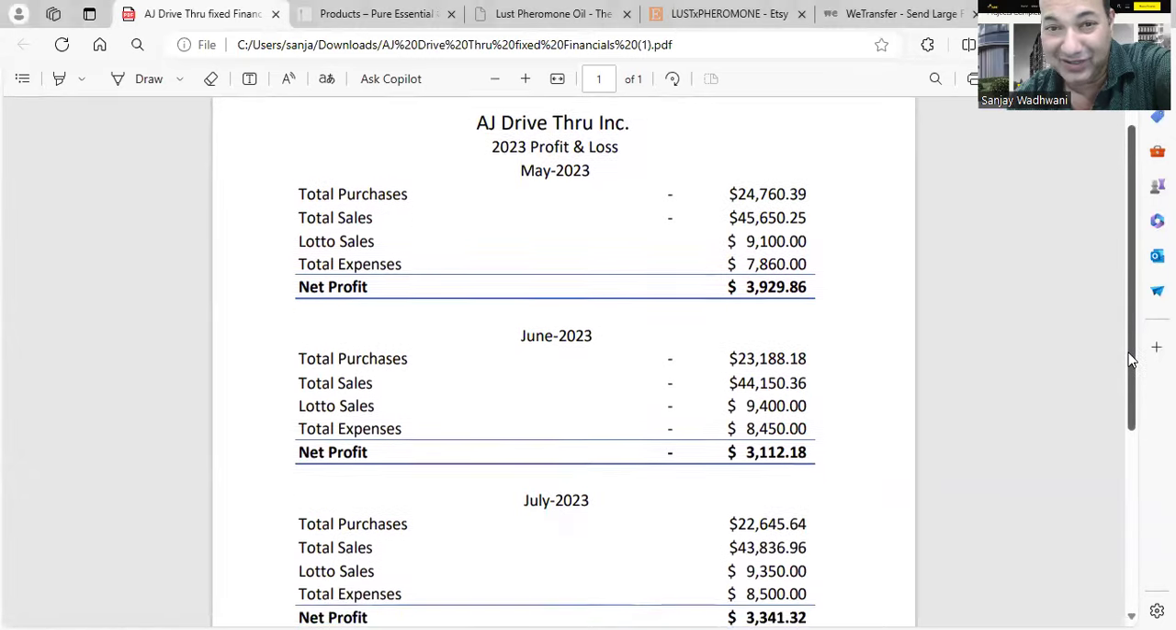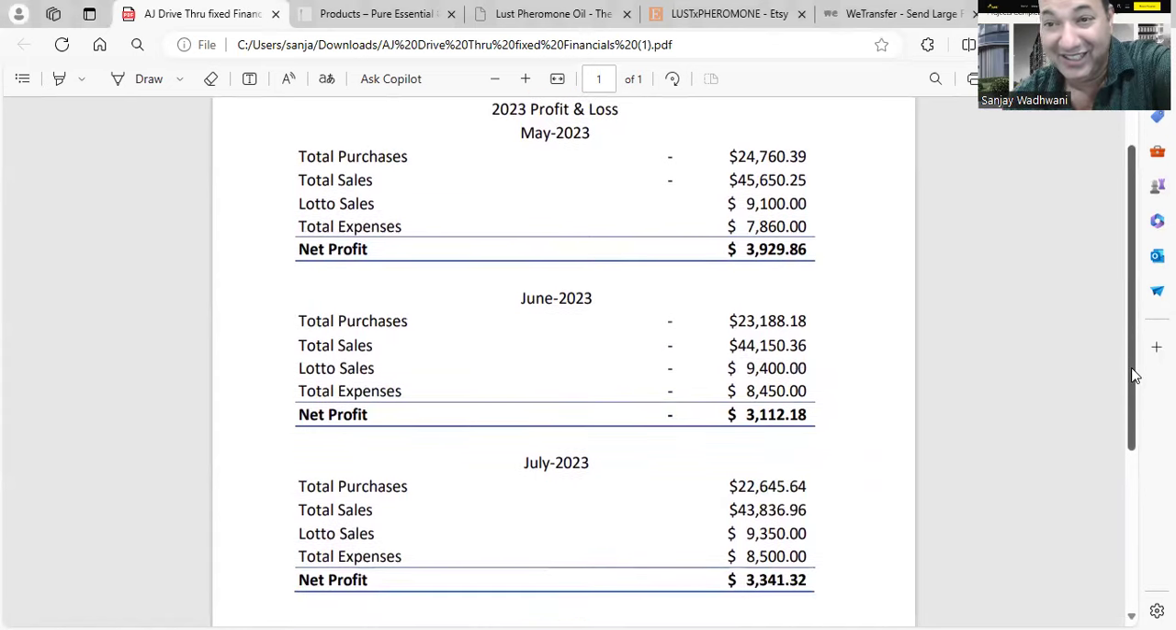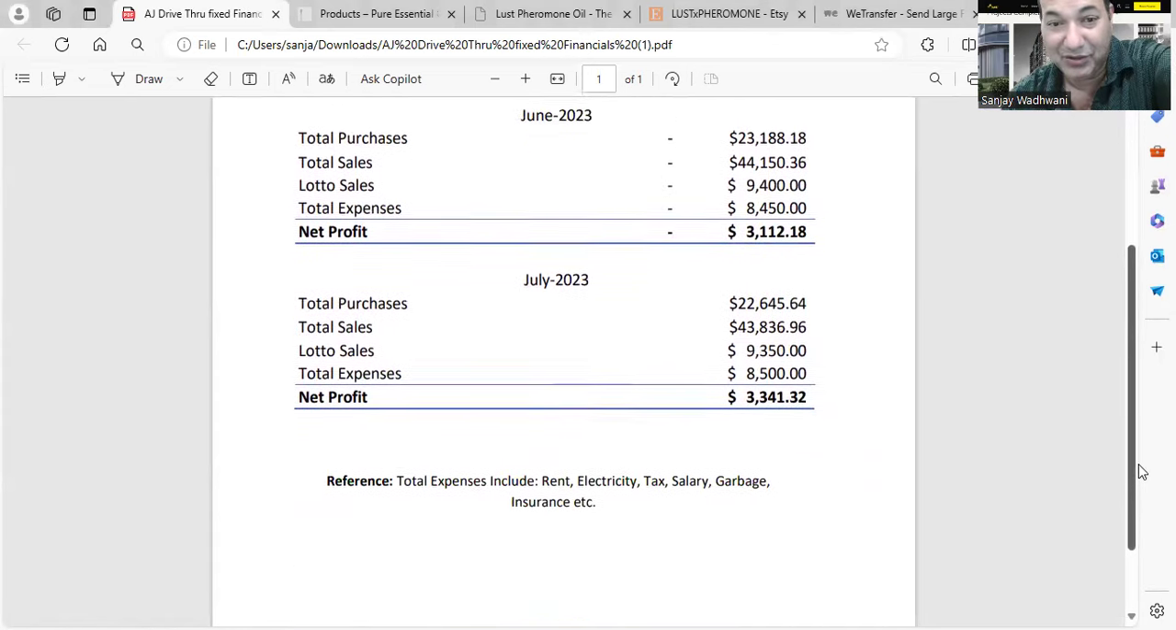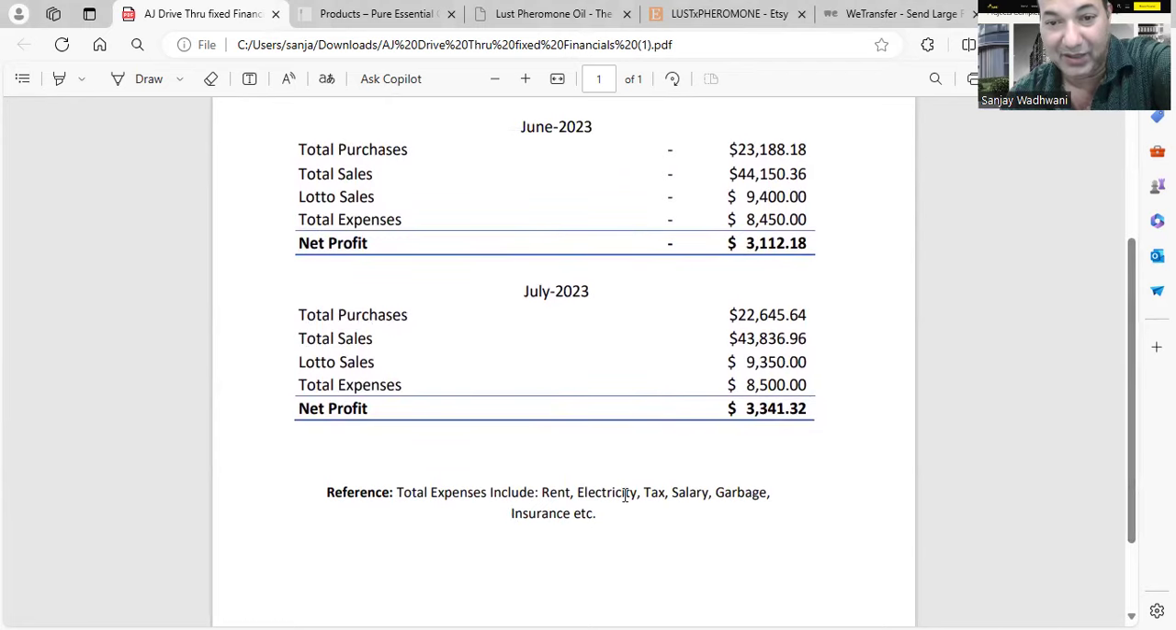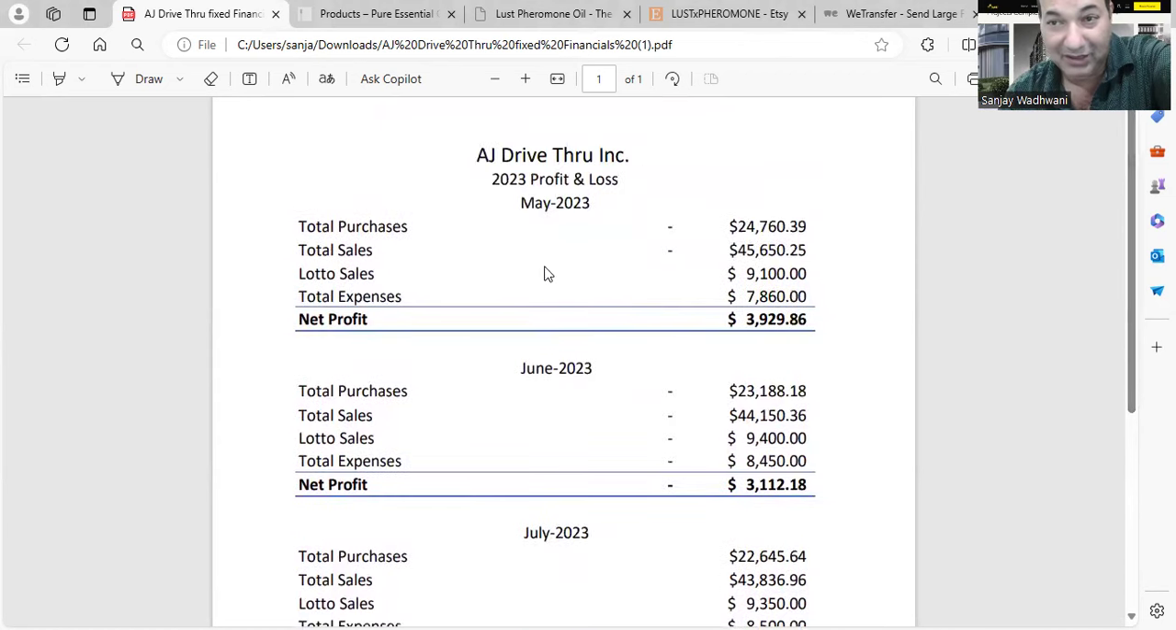So here's one, a really, really interesting one. Which is showing that the expense include rent, electric, tax, and so on. All right. We got that. But look at this very carefully. Total purchase is $24,000. Total sales is $45,000. Lotto sales is $9,100 and total expense is $7,860, which gives you a net profit of $3,929. Now, what exactly is this customer doing here?